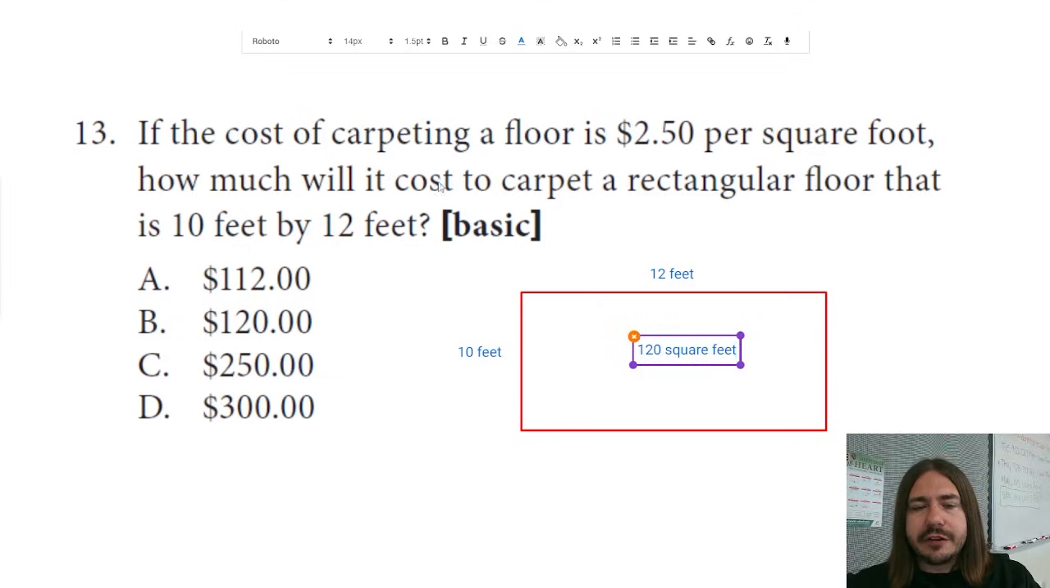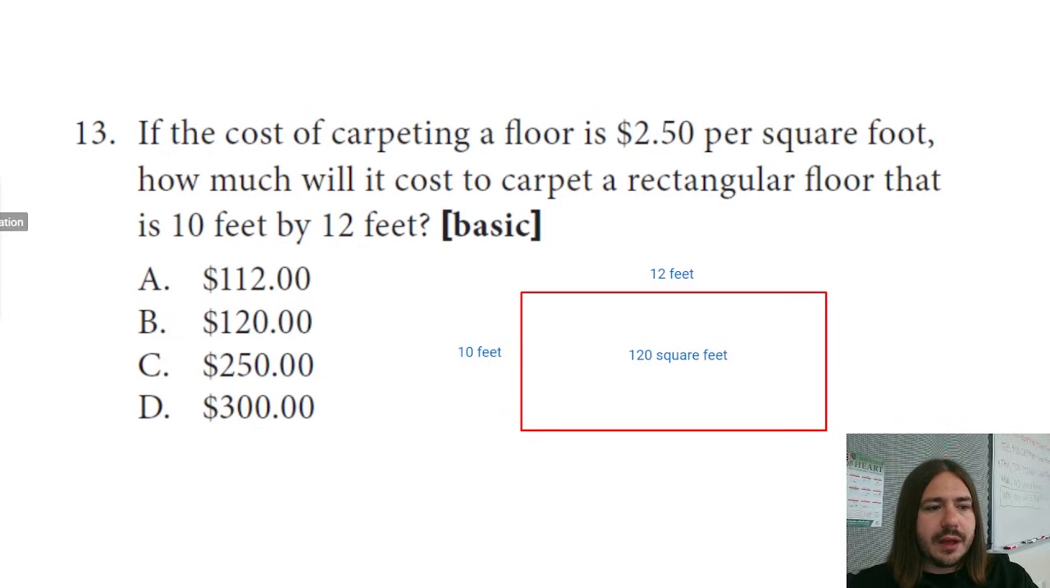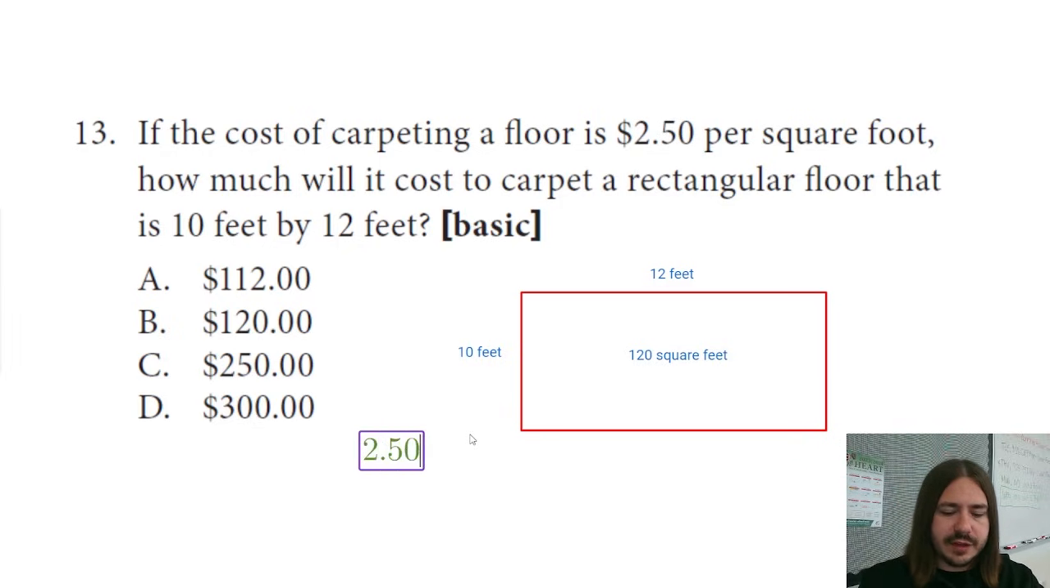And it says the cost of carpeting such a floor is $2.50 per square foot. So as long as we know how many square feet we're trying to cover here, which is 120, we could just multiply that number by the 2.50, right? So if it's $2.50 for 1 square foot, then it's $5 for 2 square feet, and so on. Basically, for each square foot, we're going to add $2.50. So the computation we want to make here is $2.50 times 120 square feet.